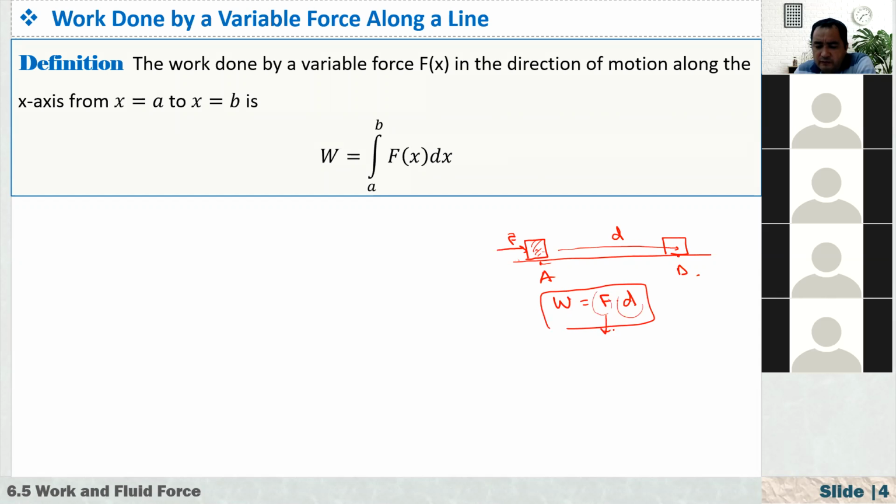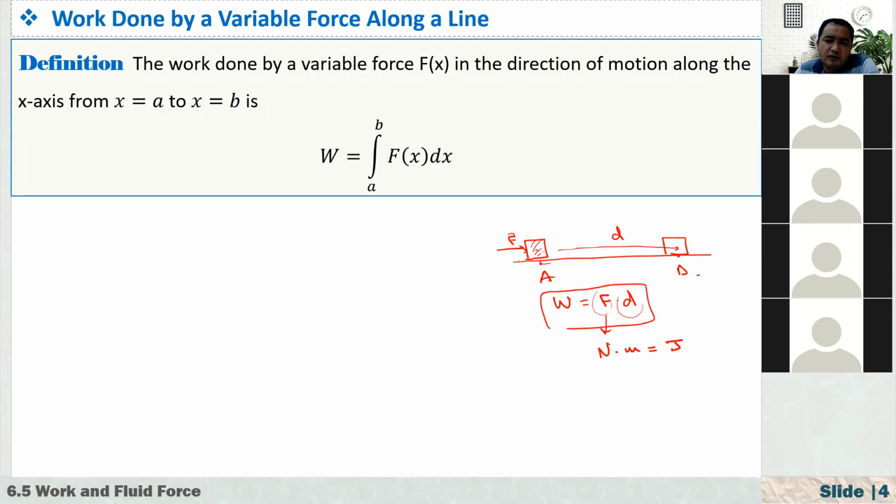And we know that the unit of F is Newton, and D is in meters. So Newton times meter is defined as joule, so we use joule to measure the work done by some kind of force. Of course, that's just a simple formula. Maybe you must have studied it in physics.